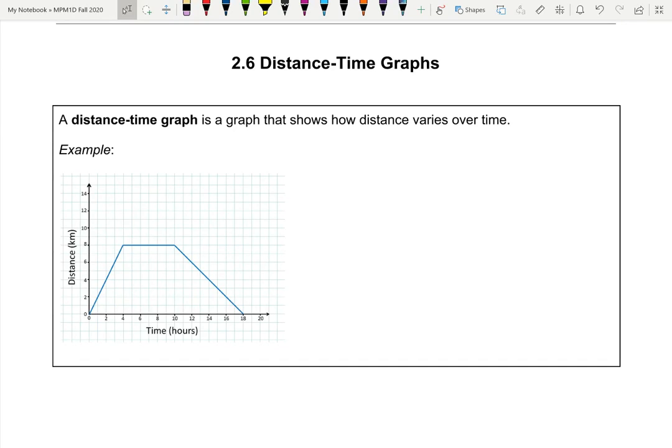A distance time graph is a graph that shows how distance varies over time. So here is an example of a distance time graph. It's always time and distance. Our time is always our x, or independent variable, and our distance is always our y. So what is your distance over a certain time?